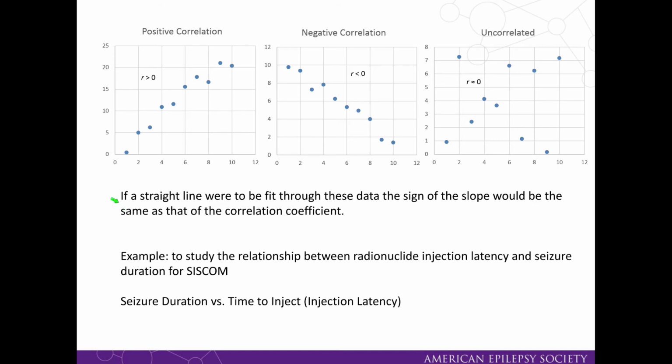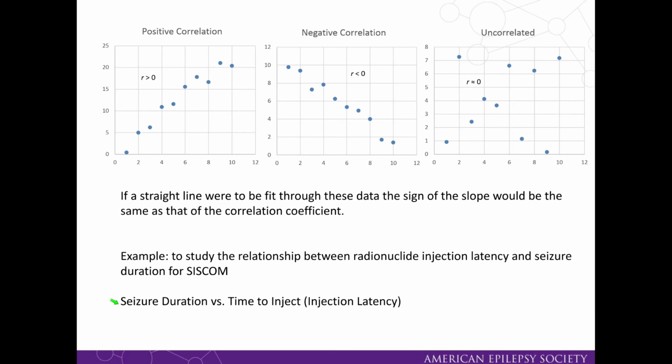So if you fit a straight line through these data, the sign of the slope would be the same sign as that of the correlation. This would be a positive slope, that's negative, and this would be approximately 0. And let's look at an example that I looked at here in neurology, the relationship between radionuclide injection latency and seizure duration for SISCOM. Means more to you people than it does me, but the important thing is we will look at two variables.